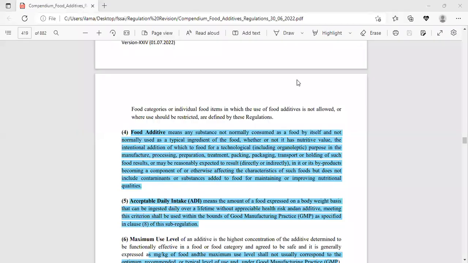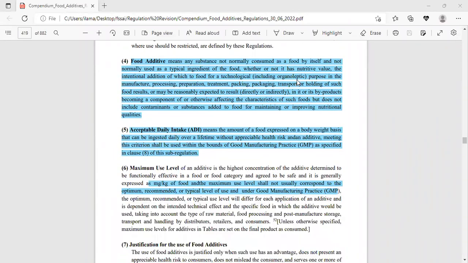What is the definition for ADI, acceptable daily intake limit? Usually the maximum level is mentioned in mg per kg. This maximum value shall not correspond to the optimum recommended typical level of usage, and it is under good manufacturing practice only.